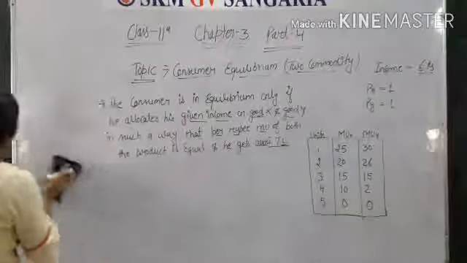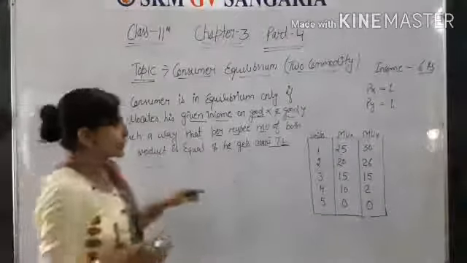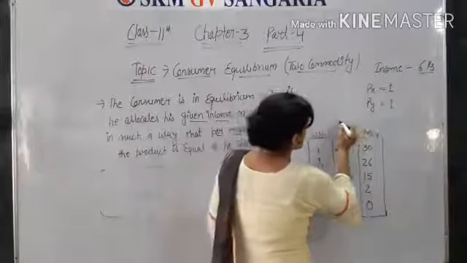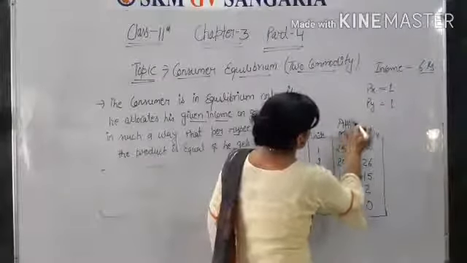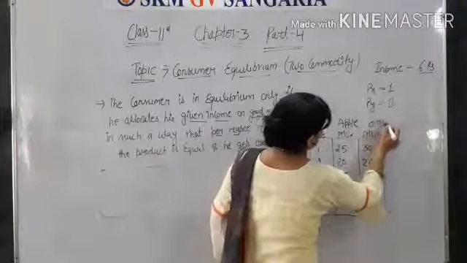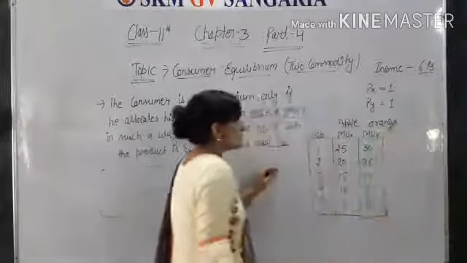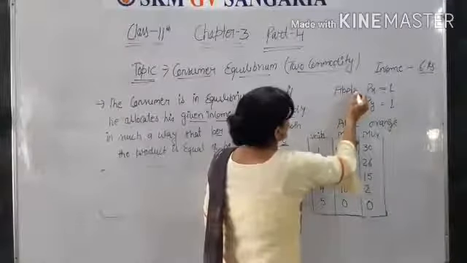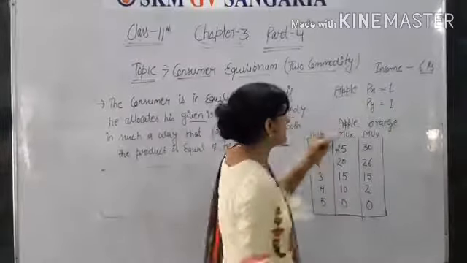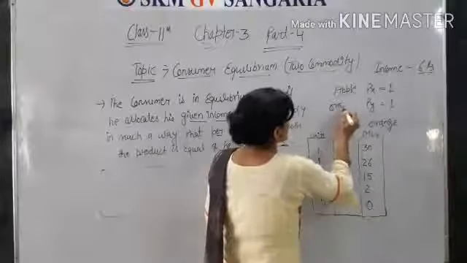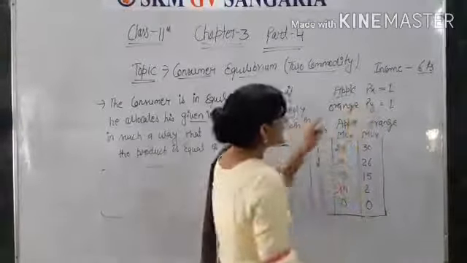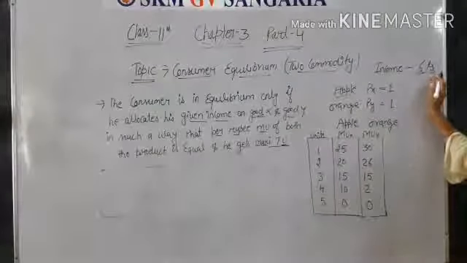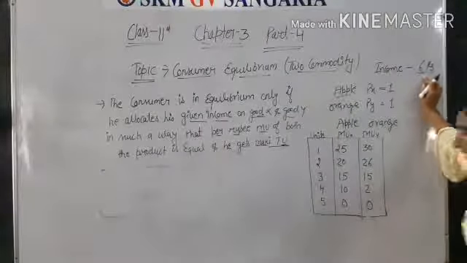So here is the table that you can see with units. For example, good X is apple and good Y is orange. The price of apple is rupees 1, and also of orange. And the income of the consumer is 6 rupees.